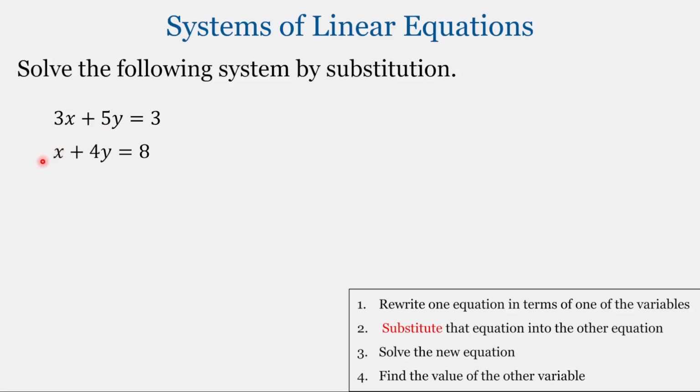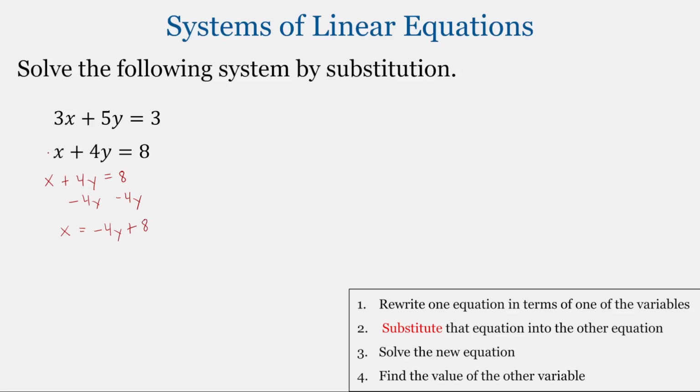But what I like to do is if there is a variable that has a coefficient of 1 or even of negative 1, I'm going to choose that variable and solve for it. It makes the algebra a little bit easier. We don't have to divide by any of these coefficients and potentially end up with a fraction. So taking this second equation, we have x plus 4y equal to 8. I'm going to solve for x. So I'm going to subtract 4y from both sides. We now have x equal to negative 4y plus 8.